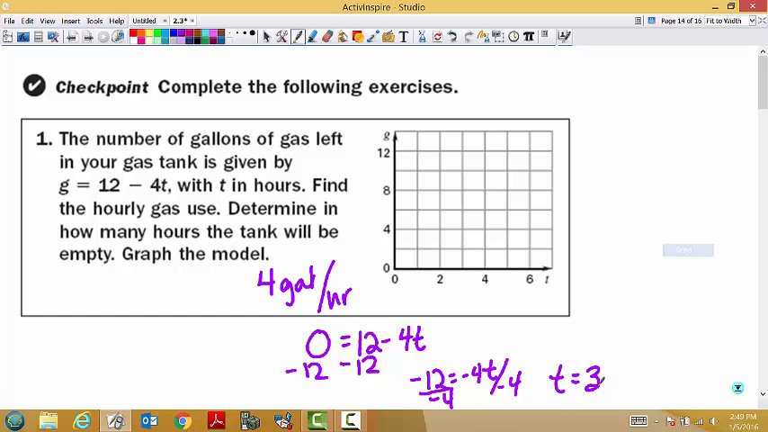Wow, you're using a lot of gas per hour. 4 gallons per hour? Dang. You must get really bad gas mileage. You must be driving a big truck.